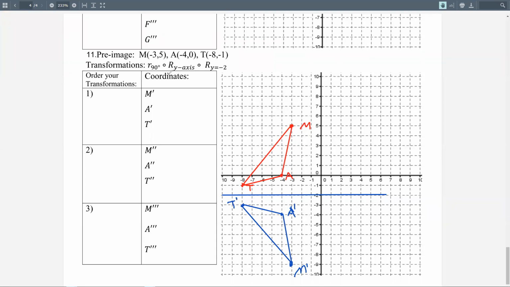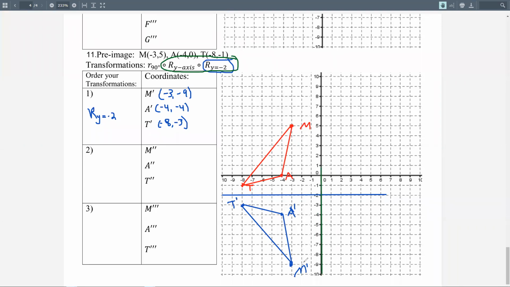So M prime looks like -3, -9. A prime -4, -4. And T prime -8, -3. And again, that was a reflection over the line y equals -2. All right, next up is the reflection across the y-axis now. So this time we're going to reflect across the y-axis.